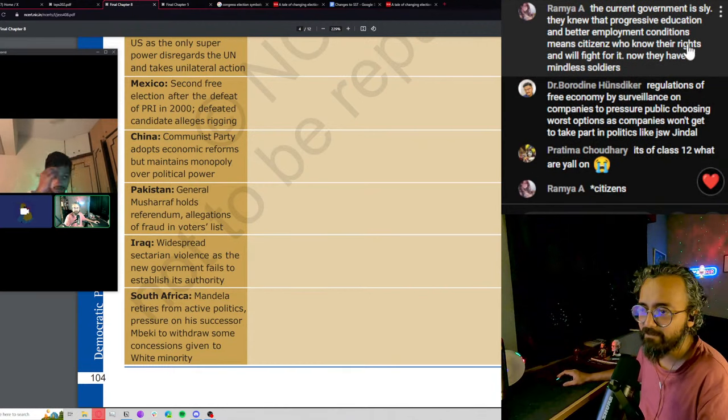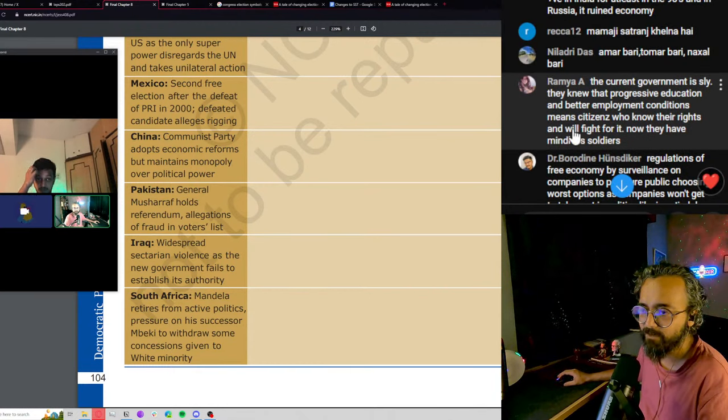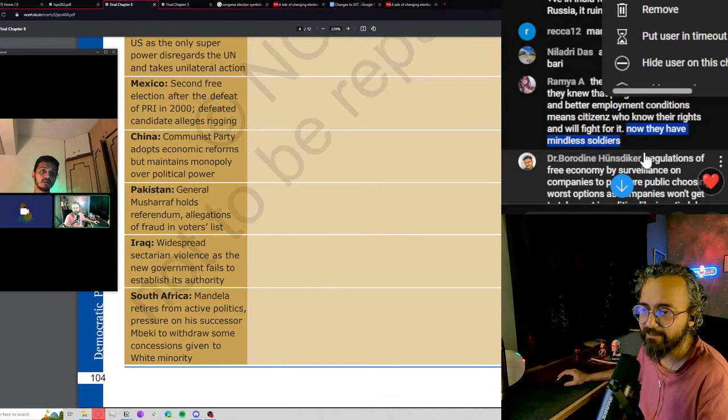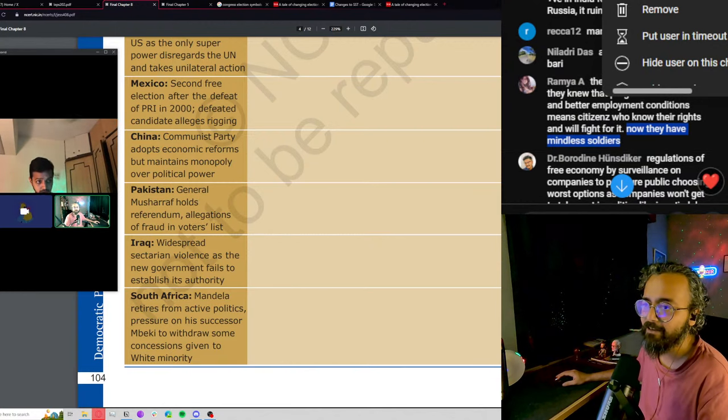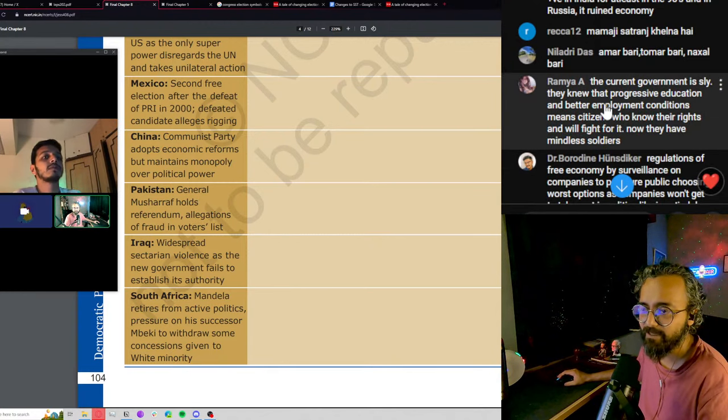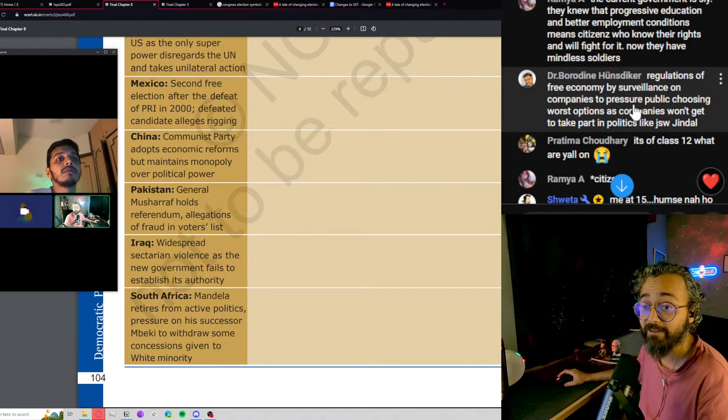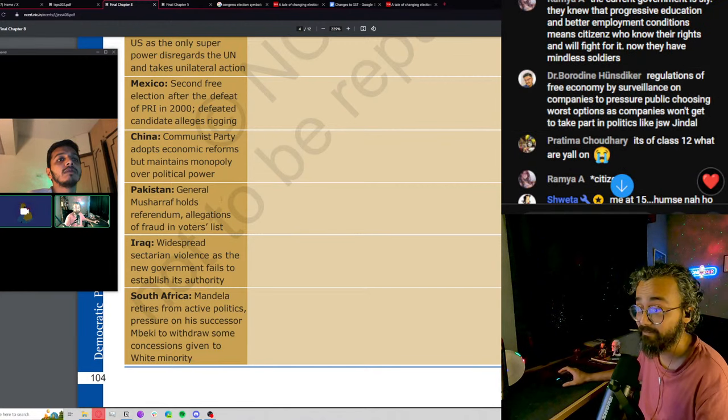They know that progressive education and better employment conditions mean citizens who know their rights and will fight for them. Now they have mindless soldiers. That's what Ramya is saying. It's agreed. Also, this government likes to keep people dependent on Russian welfare.